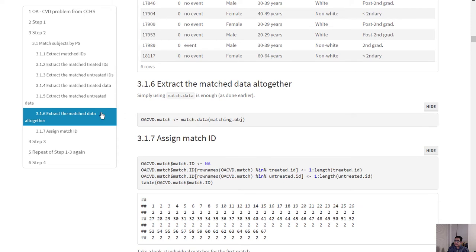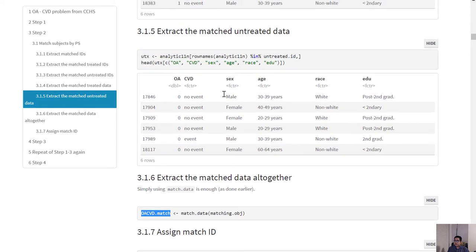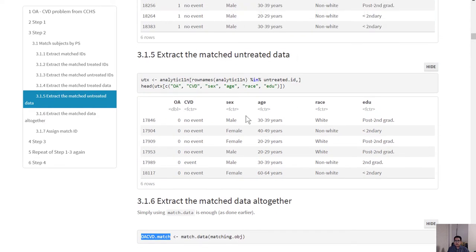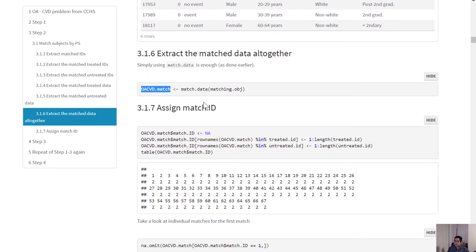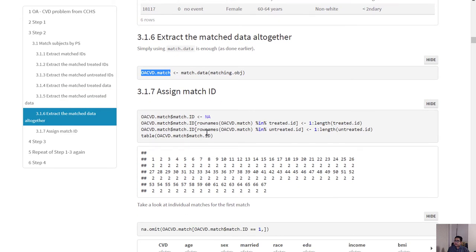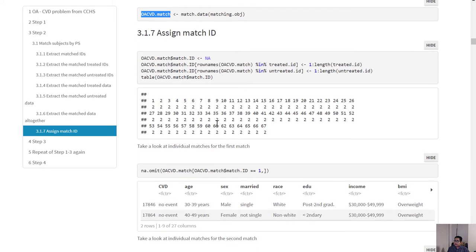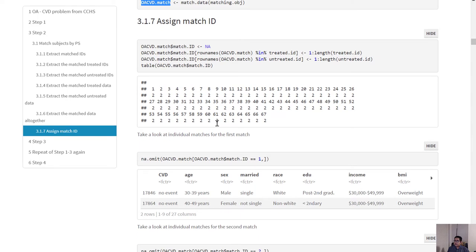Alright, so instead of going through all of that, you can simply use the match.data to extract your whole dataset. You do not need to see these IDs. You can check who is matched with whom, but that does not mean that you need to check them. Alright, so in here, what I am trying to do is find out the two persons that were matched in the first pair, say for example.